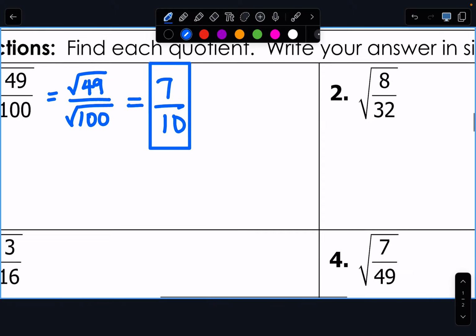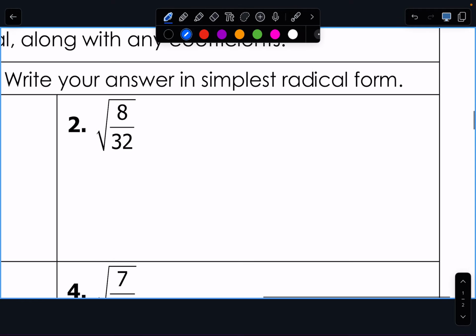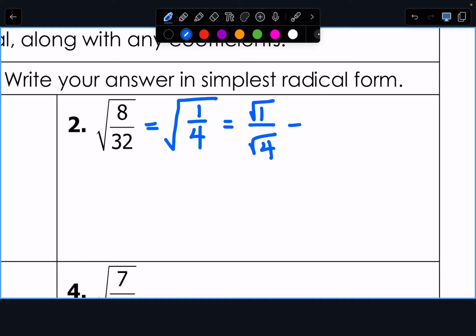Okay. Look at number 2. What do you notice about the fraction 8 over 32? It's not a perfect square. What else? It goes in the 32. We can simplify that fraction, can't we? And if we simplify that fraction, 8 over 32 can be reduced to 1 over 4. Now we can think of the square root of 1 over the square root of 4. We could totally reduce that to be 1 over 2.